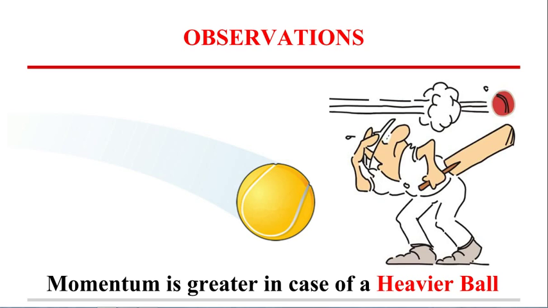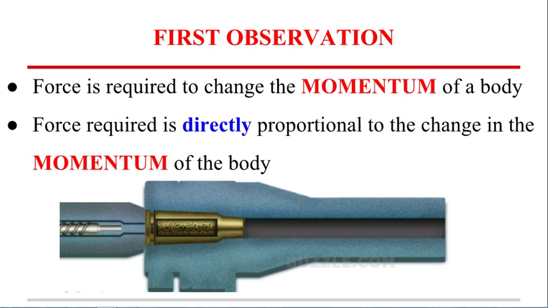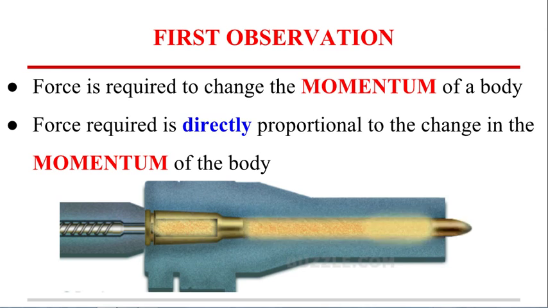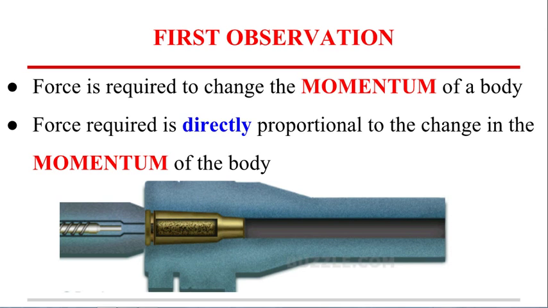Based on these observations, if you would like to change the momentum of a body, what Newton says is we need to apply force on the body. Force is required to change the momentum of a body, either to increase the momentum of a body or to decrease the momentum of a body.